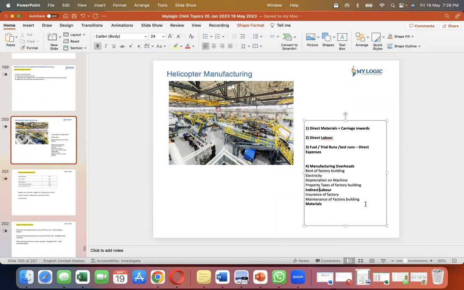Similarly, there are indirect materials. For example, I'll give you some cleaning clothes. They purchase in bulk. Why do they purchase in bulk? Because they can be used for any helicopter. Or gloves for the factory, or the helmets required. All these things are not specific to any project, but are required for overall production. So we call it indirect materials. It is not specific to any project, but is required for manufacturing. Material in nature, we call it indirect materials.